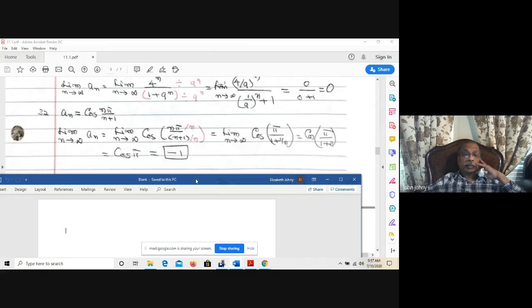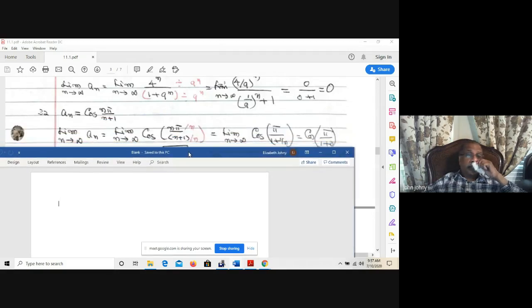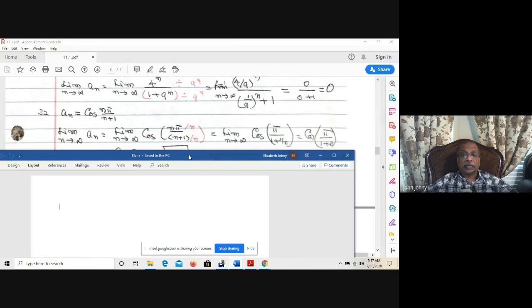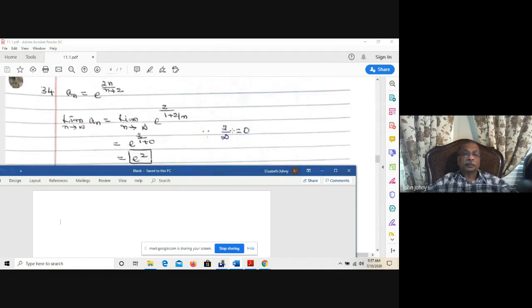Then an is equal to cos n pi over n plus 1. The limit as n approaches infinity of an is the limit of cosine n pi over n plus 1. Divide numerator and denominator by n. So you get the limit as n approaches infinity of cosine of pi divided by 1 plus 1 over n. That is cosine pi divided by 1 plus 0, because 1 over infinity is 0. Cos pi over 1. So cos pi is negative 1. So the answer is negative 1. Number 34.